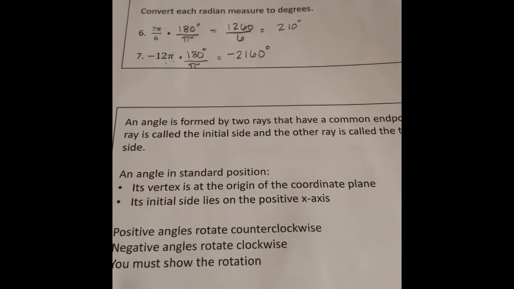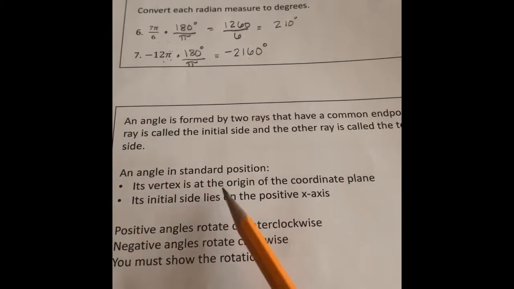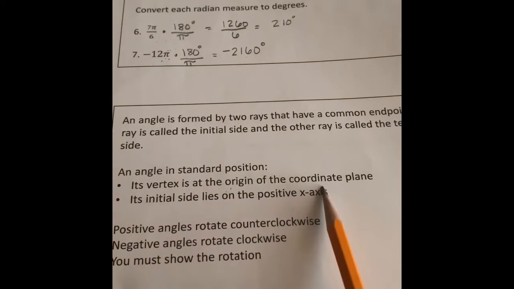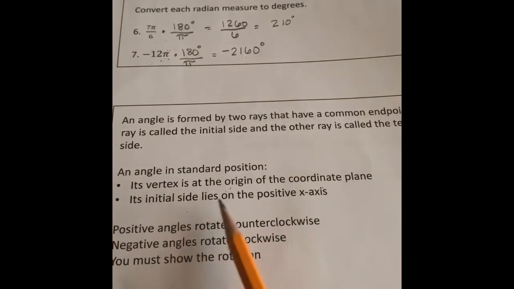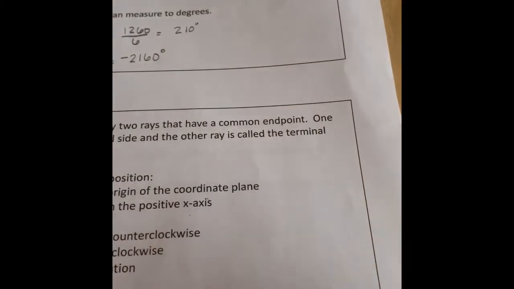One ray is called the initial side and the other ray is called the terminal side. An angle in standard position has its vertex at the origin of the coordinate plane and its initial side lies on the positive x-axis. I want you to think about this for a second.